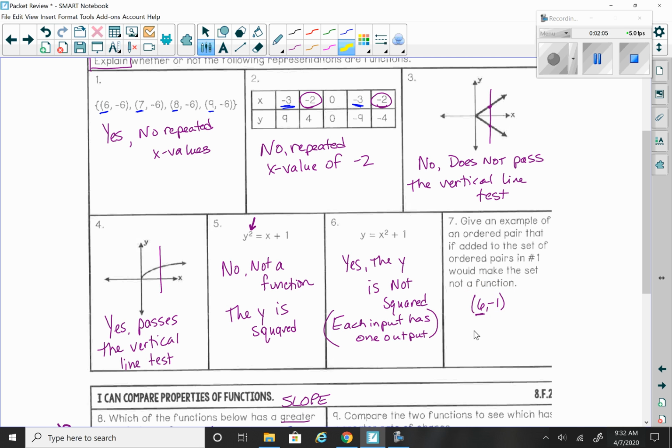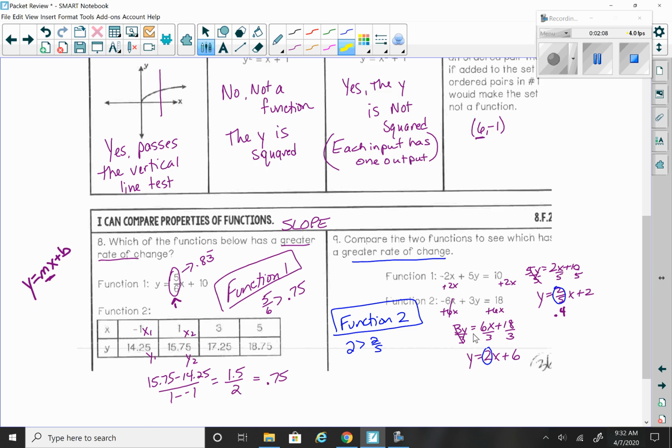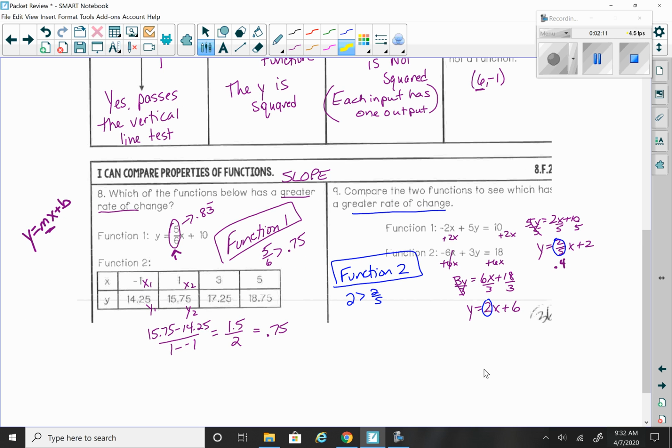The next section of your homework was comparing the functions, comparing their unit rates or rates of change or slope. So in function 1 here in number 8, 5/6, I used my calculator. 5/6 is about 0.83. In function 2, when you have a table of values, you use your slope formula to calculate the slope, and I have a slope there in function 2 of 0.75. So again, when we are comparing their slopes or rates of change, I can see that function 1 has a bigger slope. So function 1 has the greater rate of change because 5/6 or 0.83 is greater than 0.75.